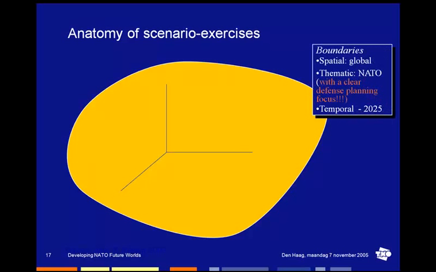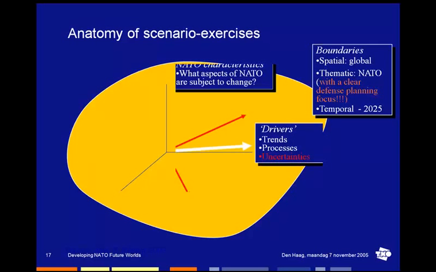We basically asked them three different things. The boundaries of this exercise, by the way, in terms of spatial boundaries, there were none. In terms of the theme, it was obviously about NATO, with a very clear defense planning focus. And in terms of the time horizon, we were looking at 2025. So we asked them three different things.